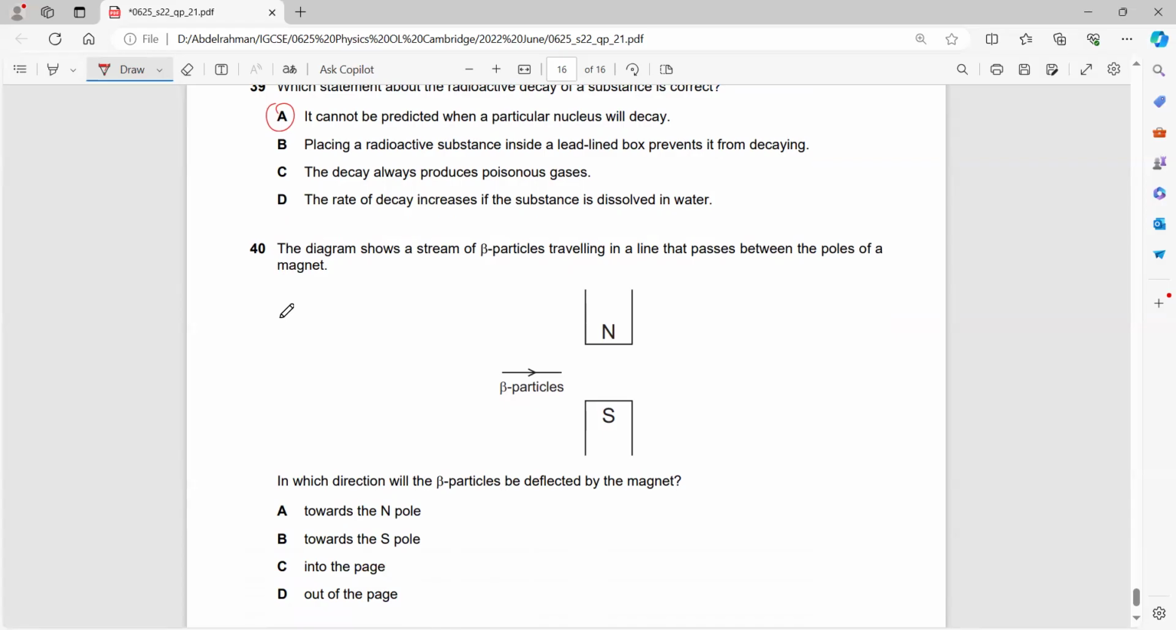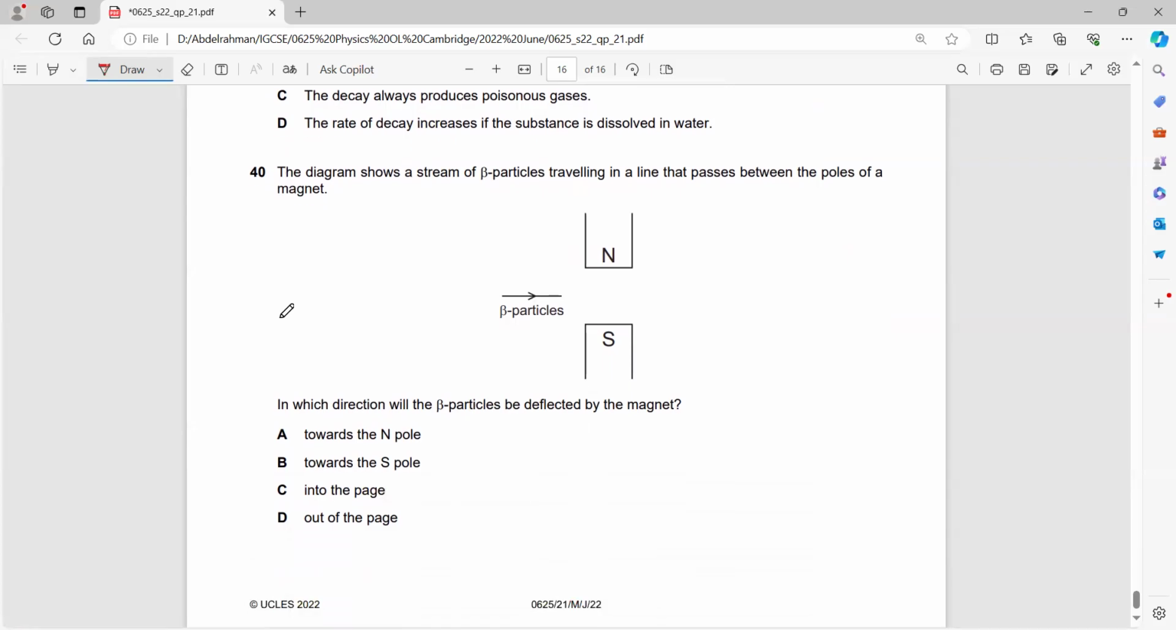A beta particle moving into a magnetic field, which rule would we use? Fleming's right-hand rule. The magnetic field is downwards. It's moving to the right, so it will move.